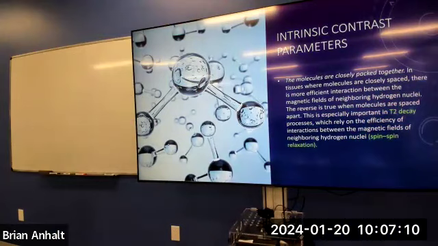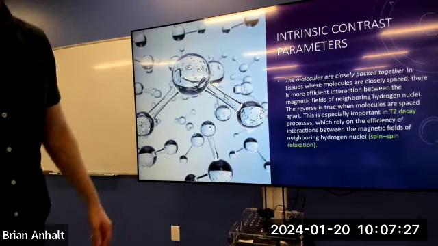So think about fat and water. Which one do you think has the molecules more closely packed together? Fat, right? So fat is going to have quicker T2 decay because those spins are going to be reacting with each other faster.